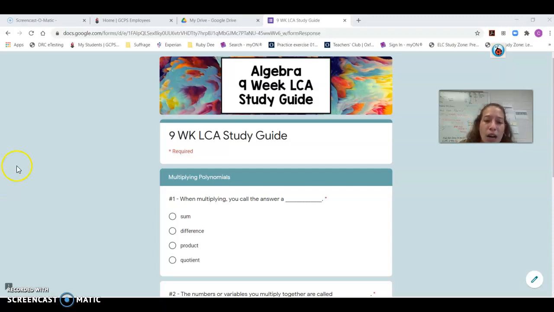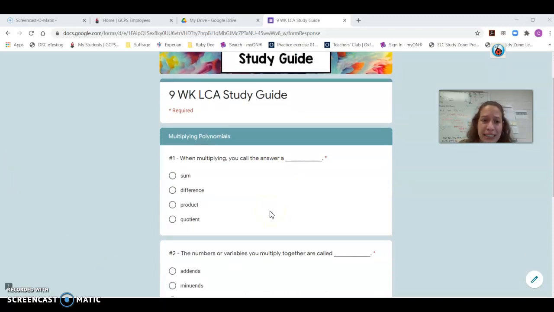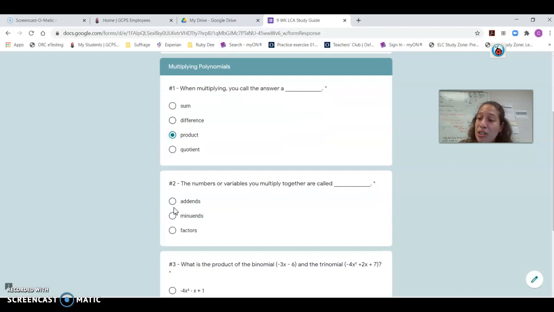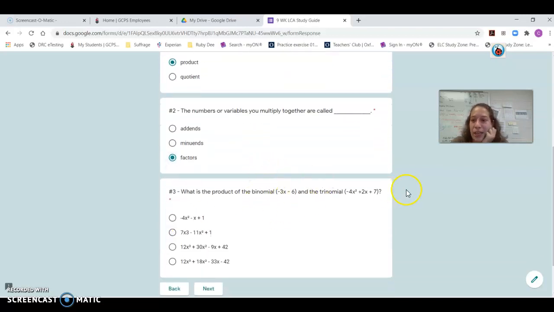So number 1, we talked about Monday. When we multiply, the answer is called a product. The 2 numbers that you multiply together are called factors. We worked this out by using the box method. This should be in your notes. We multiplied these 2 together and we got D. Okay, so let's make sure we have those answers. We're going to go to the next. Pause if you need more time, but I'm going to keep on moving.